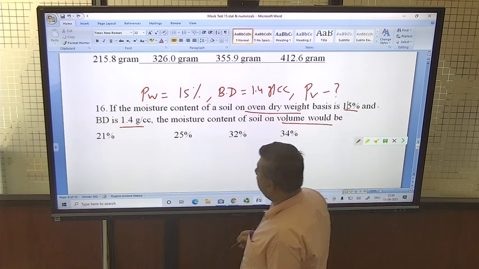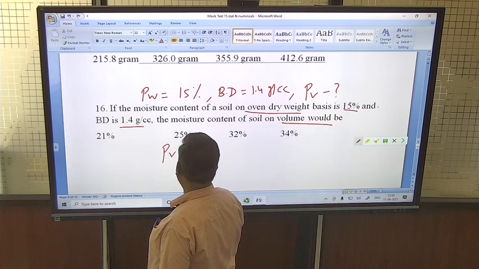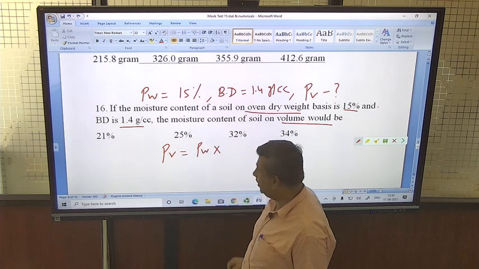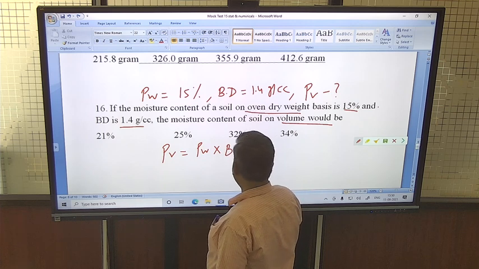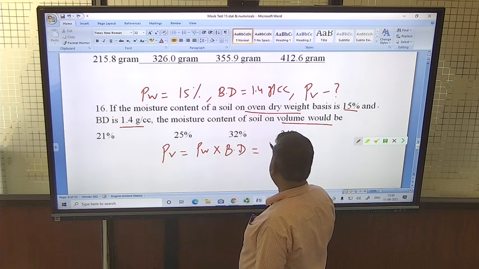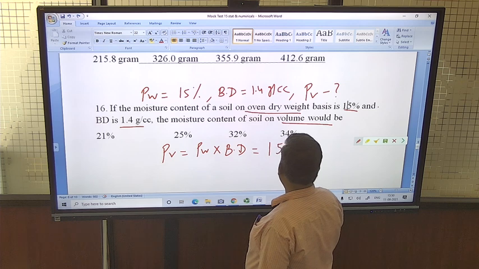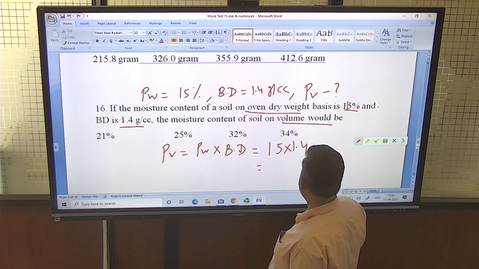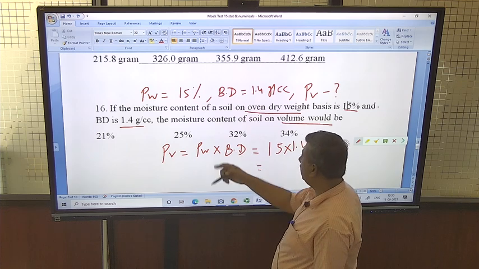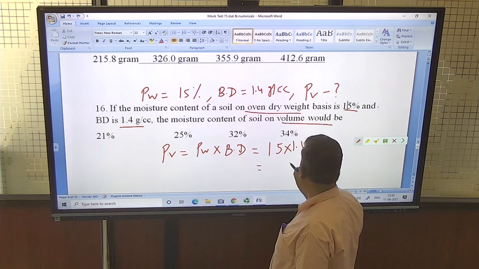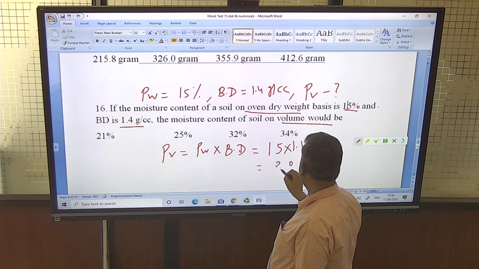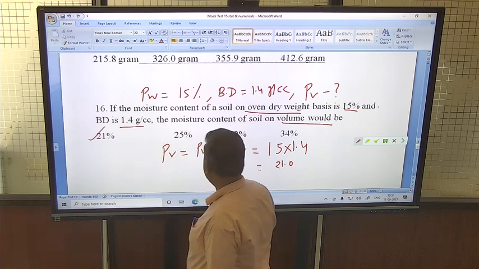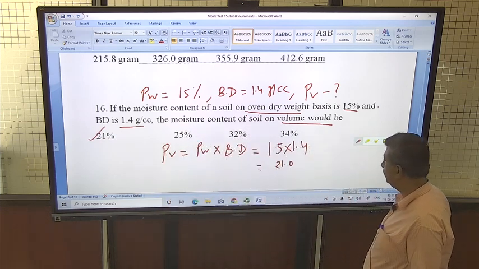It is asked. So there is a relationship: moisture content on volume basis is equal to moisture content on weight basis multiplied by bulk density. So it is 15 multiplied by 1.4. Then you can calculate how much moisture is required. 21% is on volume basis.